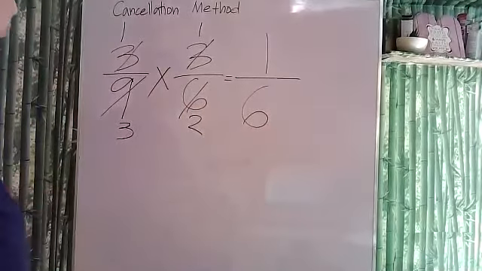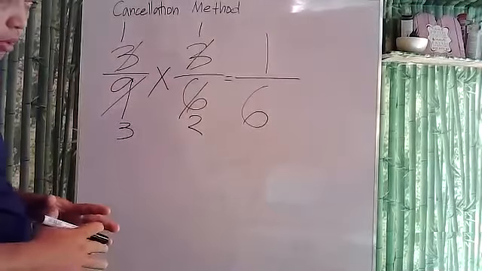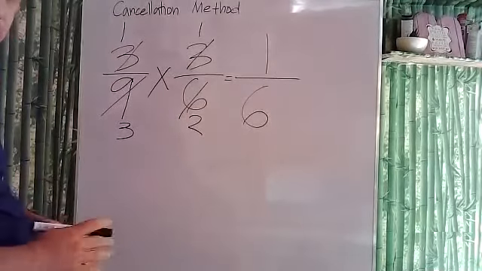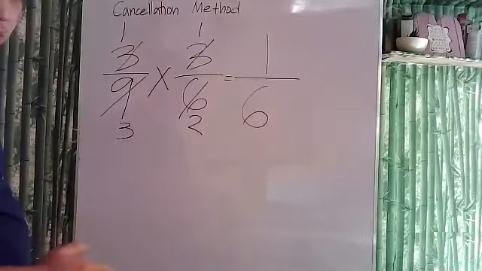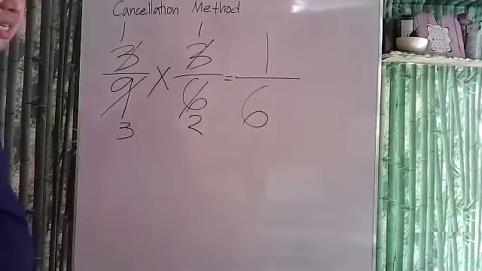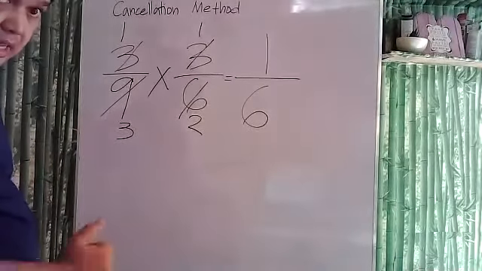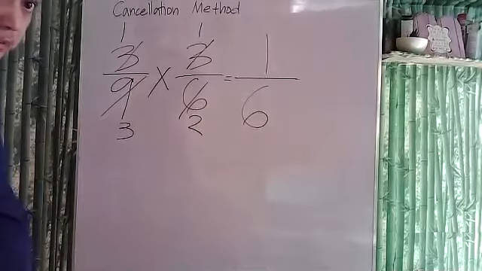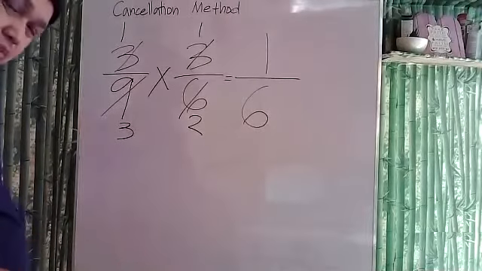So, that's it. Multiplying fractions using the cancellation method. Before you multiply, let's cancel first the numbers that can be reduced to lowest terms. So that's it for now.